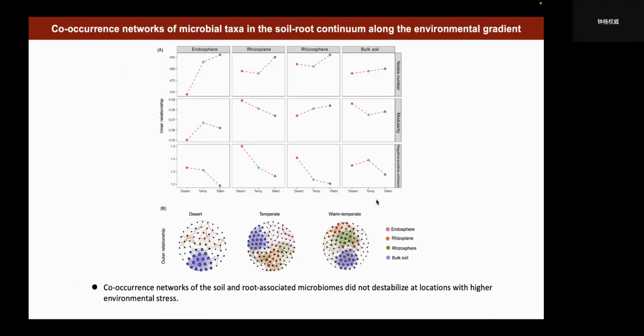And last, we observed different modularity along the stress gradient in different parts, and we also found that the ratio of negative to positive cohesion decreased from high stress to low stress for the root-associated microbial community, indicating that the co-occurrence network of soil and root-associated microbes did not destabilize at locations with higher environmental stress.